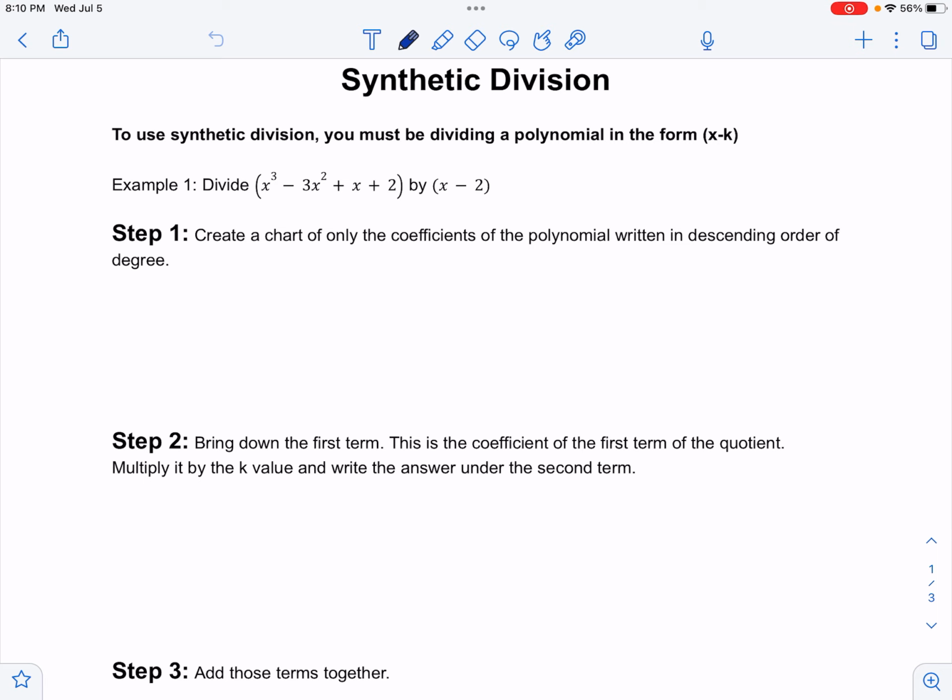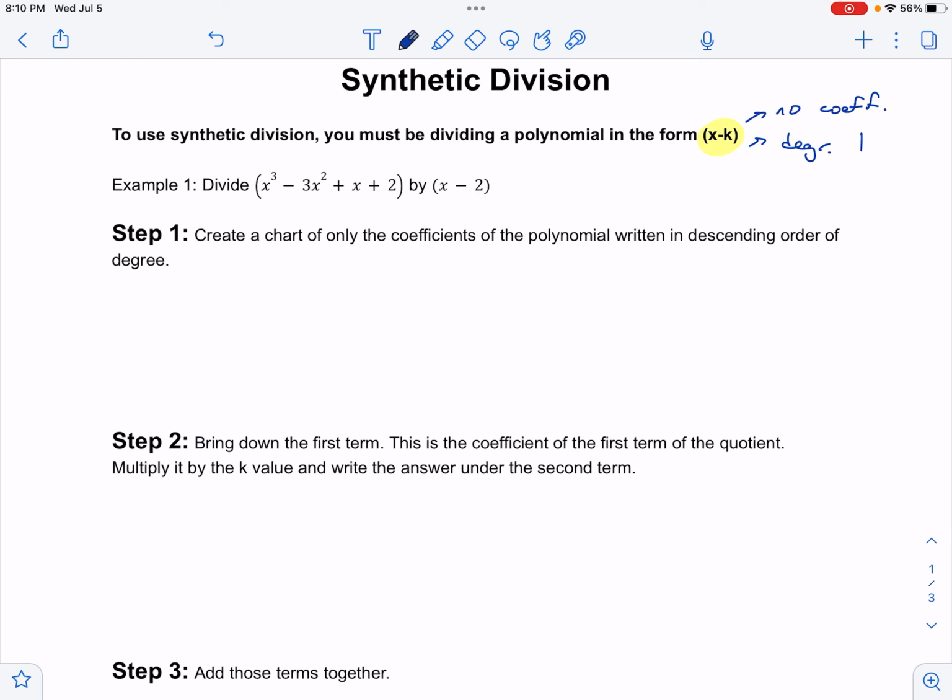So in order to use synthetic division, you must be using a polynomial as a divisor that takes the form x minus k. If you have any coefficient beside x, or if x has a degree higher than 1, you cannot use synthetic division, okay? No coefficients, degree of 1 has to, okay?